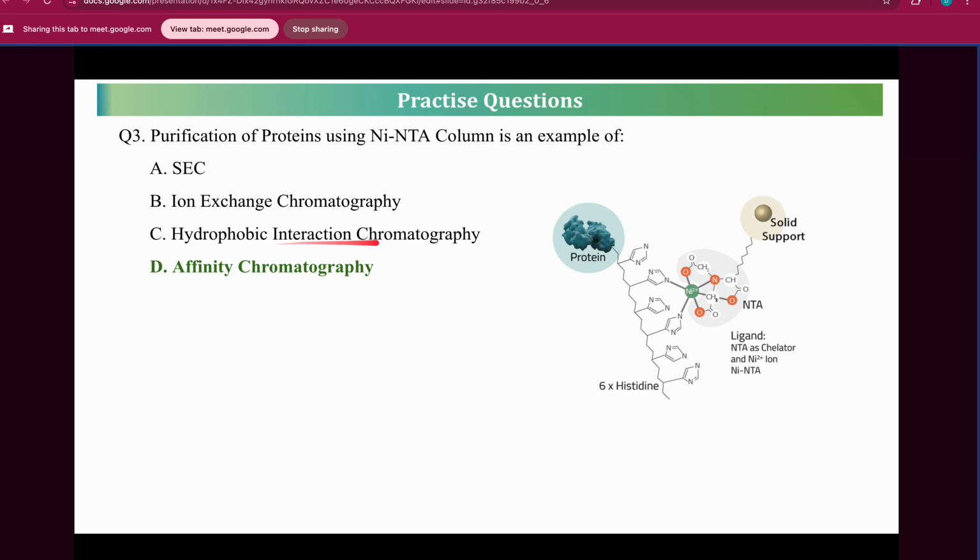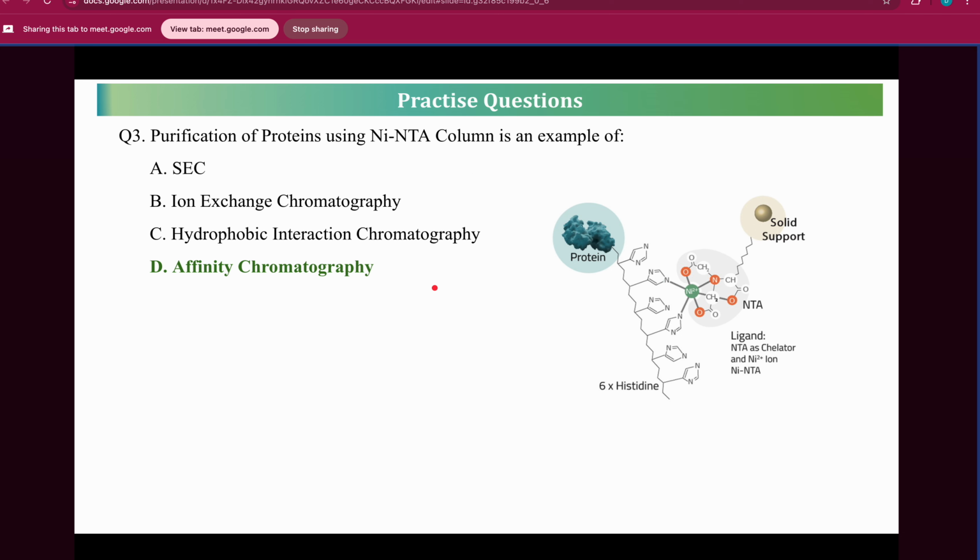And then comes hydrophobic interaction chromatography. In this case, there will be some hydrophobic interactions. The proteins which contain alkyl groups, or groups which can be involved in hydrophobic interactions, or hydrophobic amino acids, will interact with the surface, whereas the other proteins which lack these hydrophobic groups will elute out. So these are different protein purification techniques, and NiNTA is among the affinity chromatography techniques.